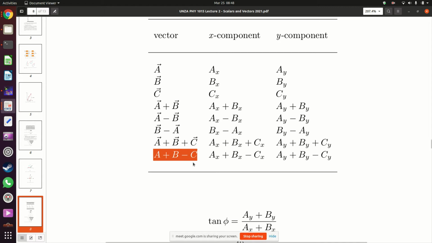Then for this vector, you also want to find out how much it is along the x-axis and how much it is along the y-axis. And how do you do that? You simply add the components: ax plus bx minus cx. This gives you how much a plus b minus c is along the x-axis. Then along the y-axis, you add ay plus by minus cy, and that gives you how much this vector is along the y-axis.